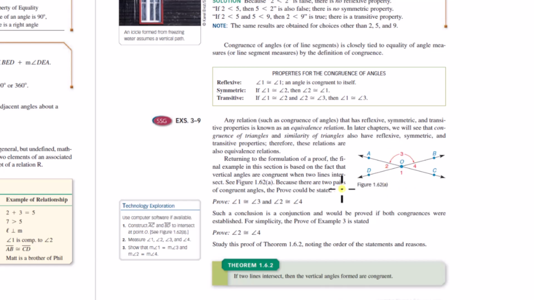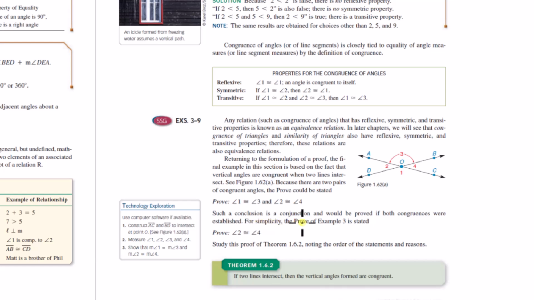Vertical angles are the non-adjacent angles of an intersecting group of four angles. Any intersecting lines make up a quad group of angles. The ones that aren't adjacent are called the vertical angles, and we stated previously that those are going to be congruent, but we haven't proven it yet. So we want to prove that angle 1 is congruent to angle 3 and angle 2 is congruent to angle 4. Or, in other words, their measures are equal.